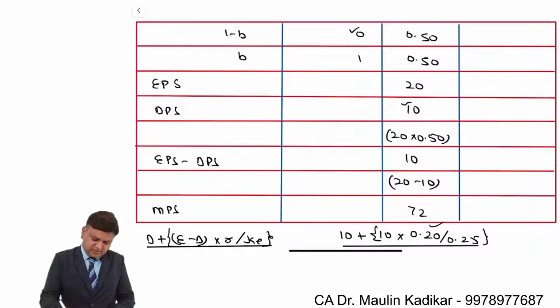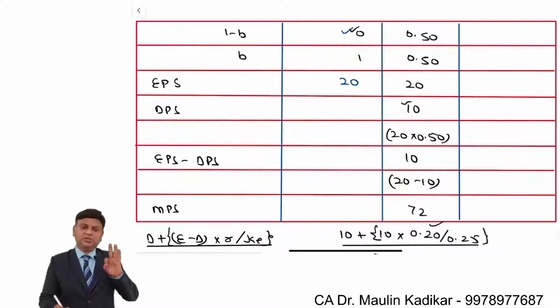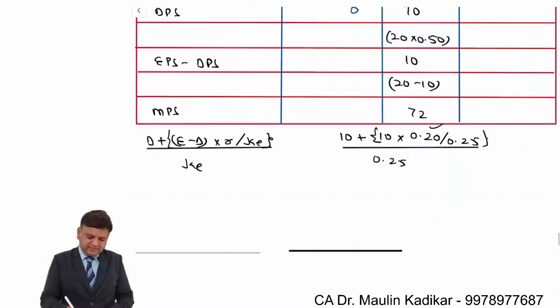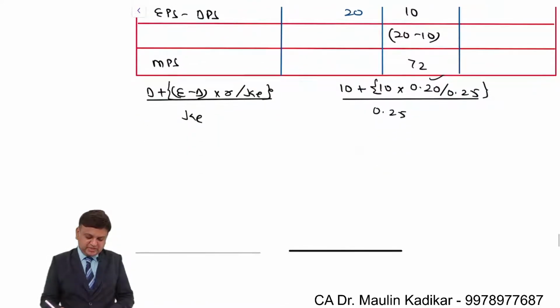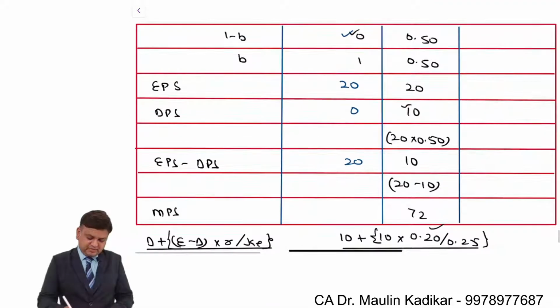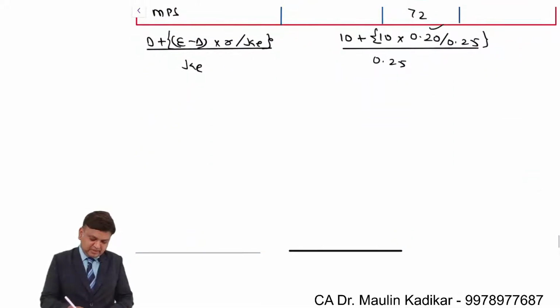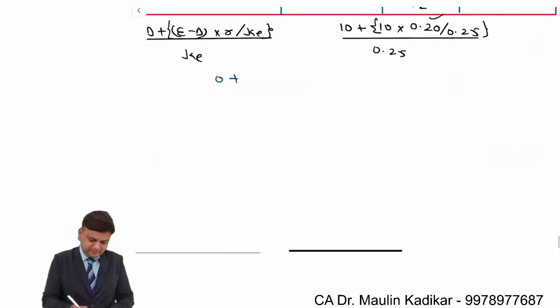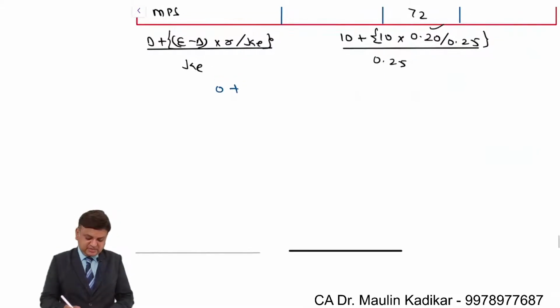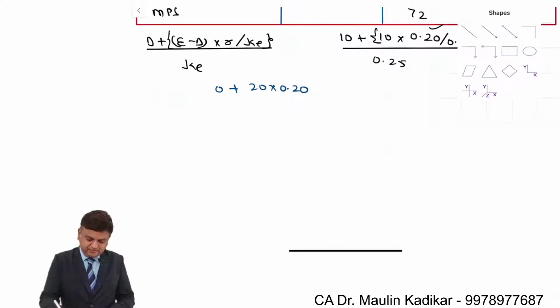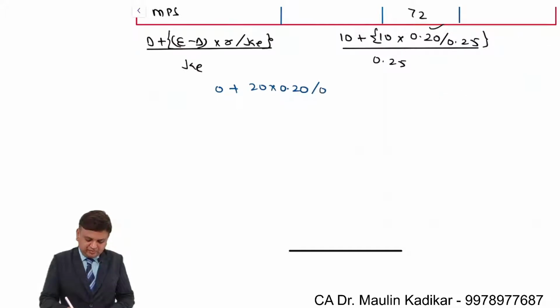Earning per share is again 20 rupees. What is dividend payout ratio? 0. So you pay nothing in form of dividend. So EPS minus DPS is 20. Okay. So market price of the share can be calculated like this. What is dividend? It is 0. So I'm writing over here dividend is 0 plus EPS minus DPS is 20 into 0.20 divided by 0.25, whole divided by 0.25.